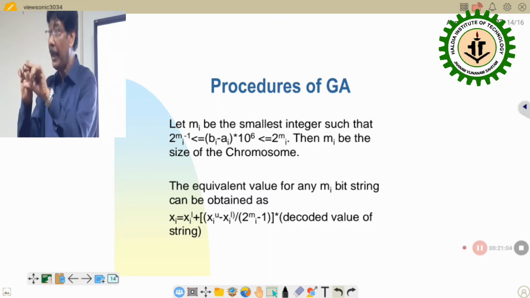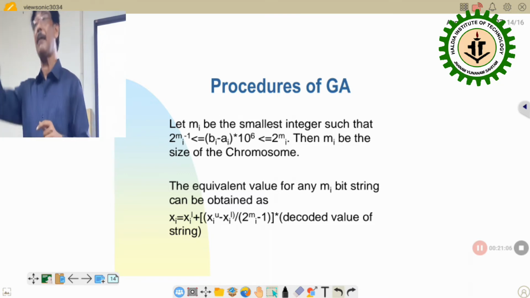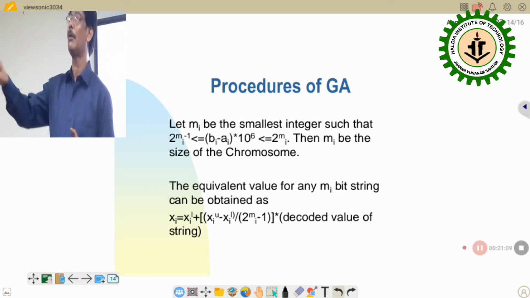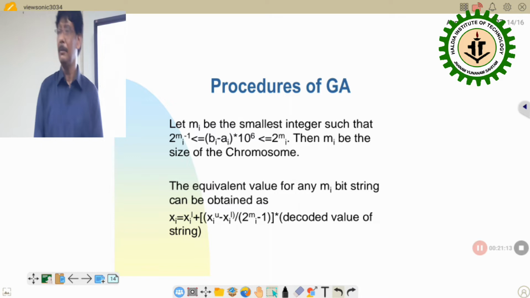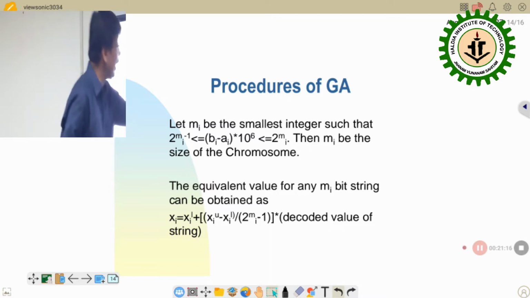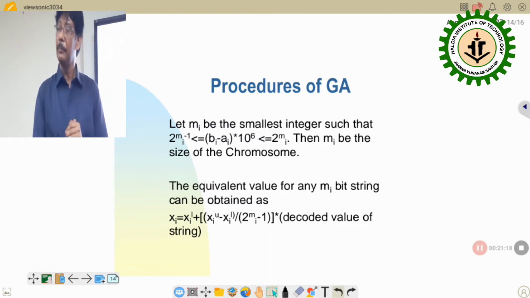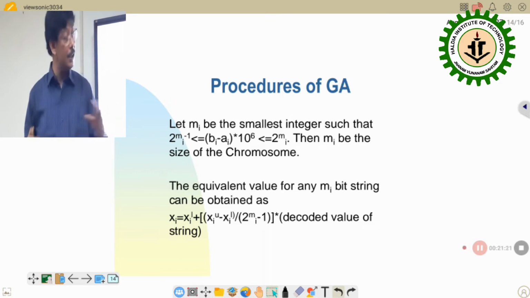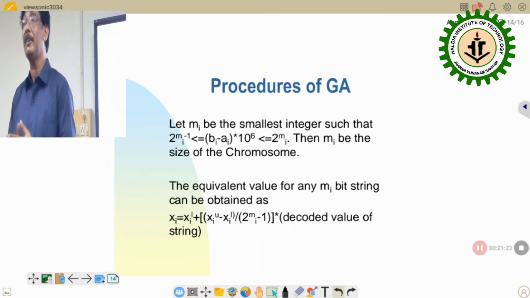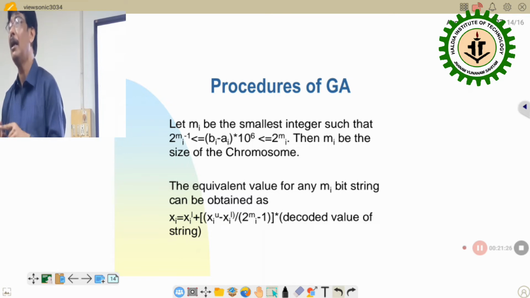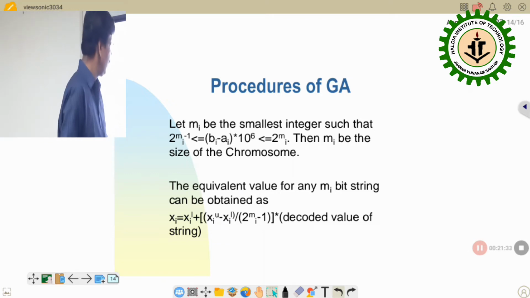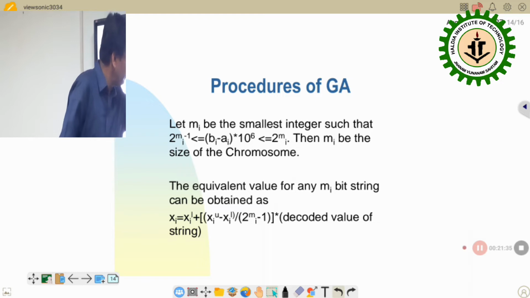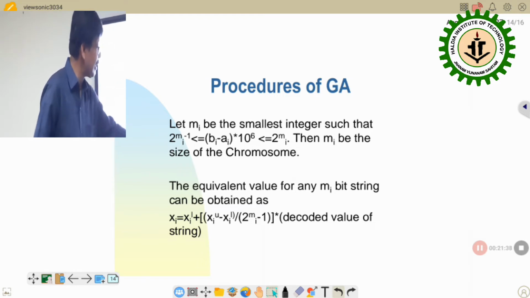That means your binary numbers have 10 binary bits, say 1 0 1 1 0 0 1 1 0, like that. It depends upon the number you are choosing. So let mi be the size of the chromosome. You have to find that out, which is a very important thing before starting the genetic operation: what will be the size, how many binary bits will be present for your equivalent decimal number. The equivalent value for the mi bit string can be obtained as, this is the formula.